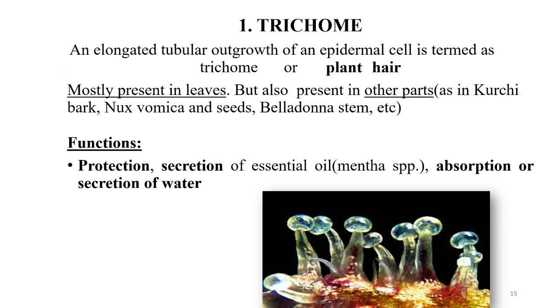Before that, there are different characters present in the leaf structure. One is trichome. This is also known as plant hairs, mainly for protection, or these are elongated tubular outgrowths of epidermal cells. It is present mostly in leaves, and also in bark, seeds, stem, etc. The main functions are protection, secretion, then absorption or secretion of water, etc. So this is one of the structures, a picture of trichomes.